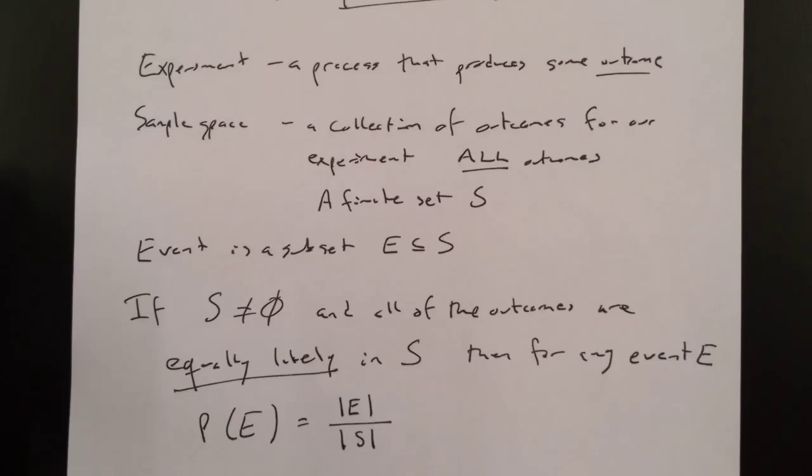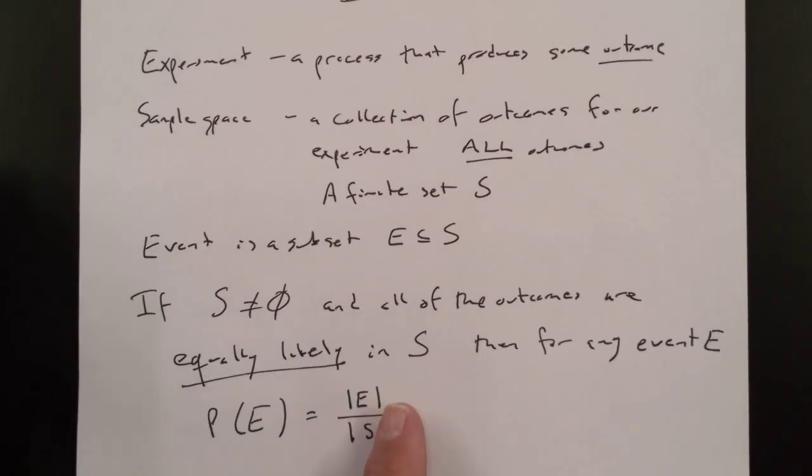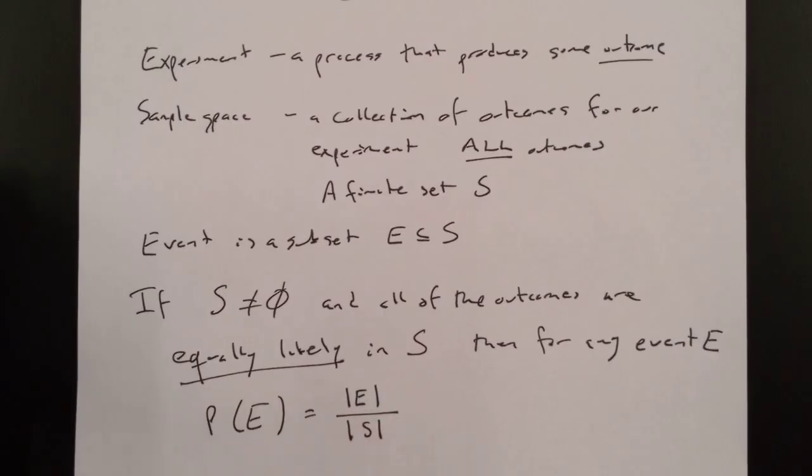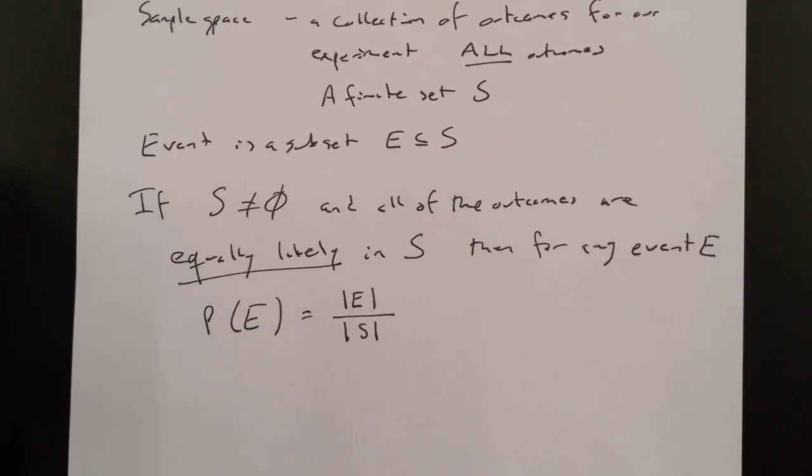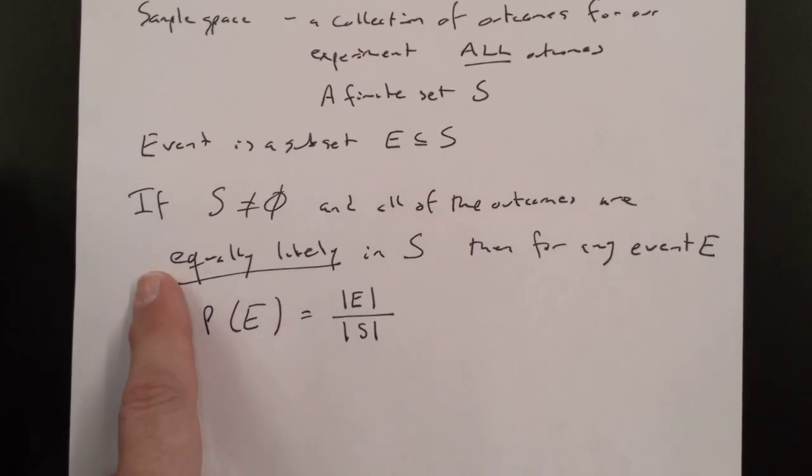All I have to do is make a fraction. How many ways does the thing I want to have happen? Divided by how many total ways are there? This is a critical piece of that. I must have equally likely outcomes. So that's going to mean something specific. But let's start with something easy.